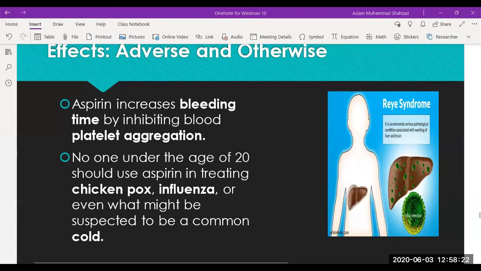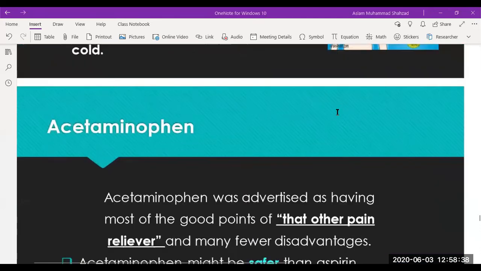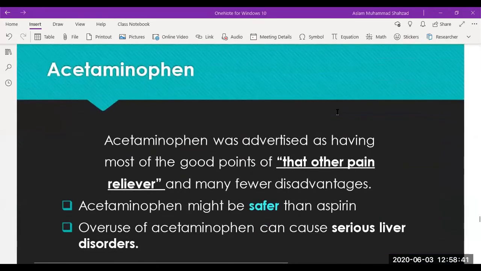Treating chickenpox or influenza under the age of 20 with aspirin is not a good idea because it can lead to Reye syndrome, which is the swelling of the liver and brain. Then we have acetaminophen, which is used for relieving pain, but it has fewer disadvantages compared to aspirin and is safer. But an overdose of acetaminophen can cause liver disorder.